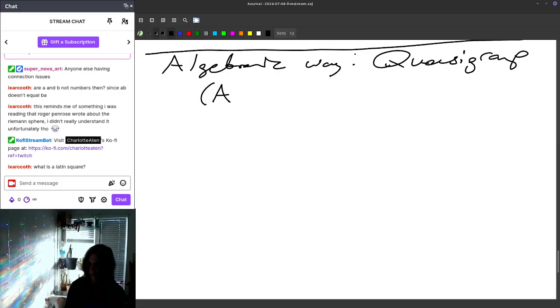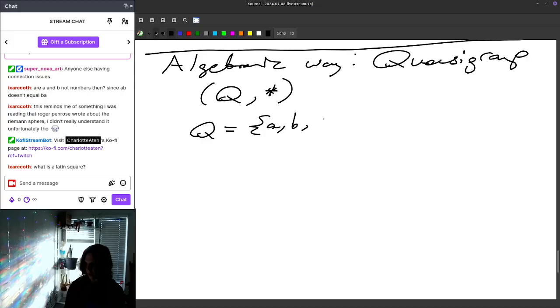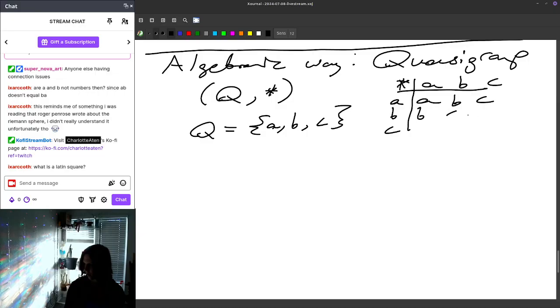some underlying set. Maybe I'll use Q for quasi-group. So you have some set Q and some kind of multiplication rule. Maybe I'll do a little star. For instance, in the previous example, we could think of Q being the set of those three symbols, A, B, and C. And we could think of the star as being a multiplication whose multiplication table is this table. Or in other words, basically the Latin square is the multiplication table.